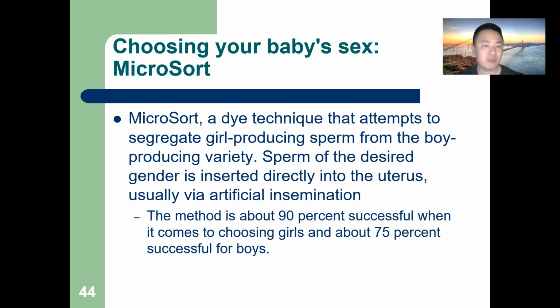All right, another technique here, like I said, is microsort. Okay, this is a dye technique that attempts to segregate girl-producing sperm from boy-producing sperm. Okay, and sperm of the desired sex is inserted directly into the uterus, usually via artificial insemination. Okay, and the method here is 90% successful when it comes to choosing girls and 75% successful when it comes to choosing boys. Okay. Sex is a biological assignment. Gender is a sociological assignment, okay, or anthropological, sociological assignment.